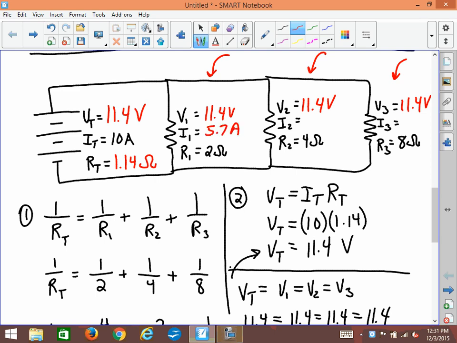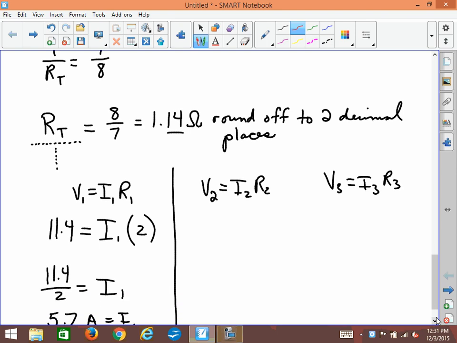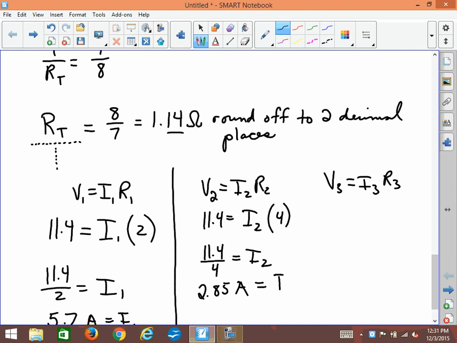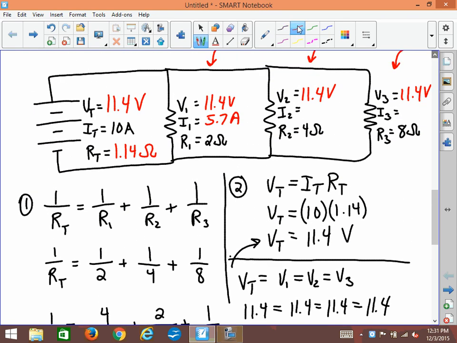Good. Now let's look at the second one. We have 11.4 and 4. So we'll go down here and do the math for that one. 11.4 volts equals I2 times 4 ohms. So this time I'm going to divide 11.4 by 4, right? 11.4 divided by 4 equals I2, and so 2.85 amps equals I2. Good, we got that one. Let's go write that in, and then we do the last one. Nice and simple. 2.85.